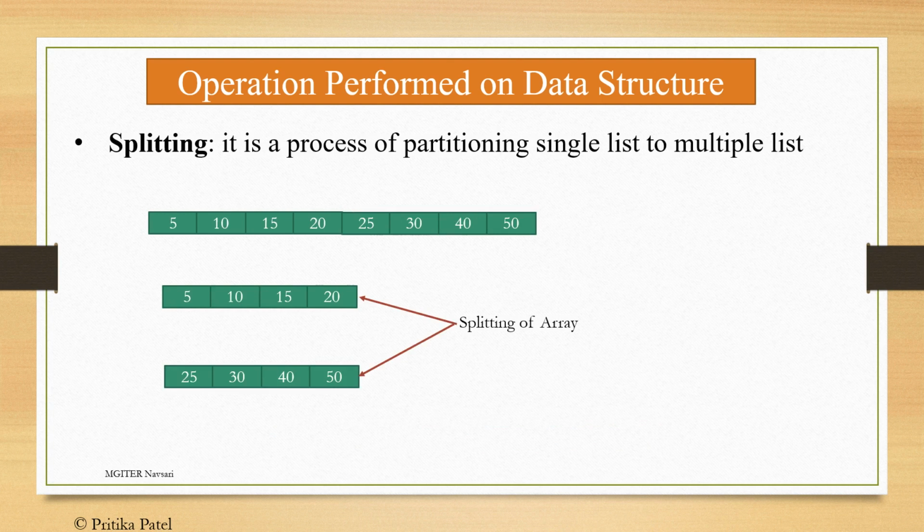Now next is the splitting operation. Split means divide into multiple parts. So splitting is a process of partitioning a single list into multiple lists. Here in this example, the given array is divided into two parts, that is 5, 10, 15 and 20, and the second one is 25, 30, 40 and 50. So this is the split array.